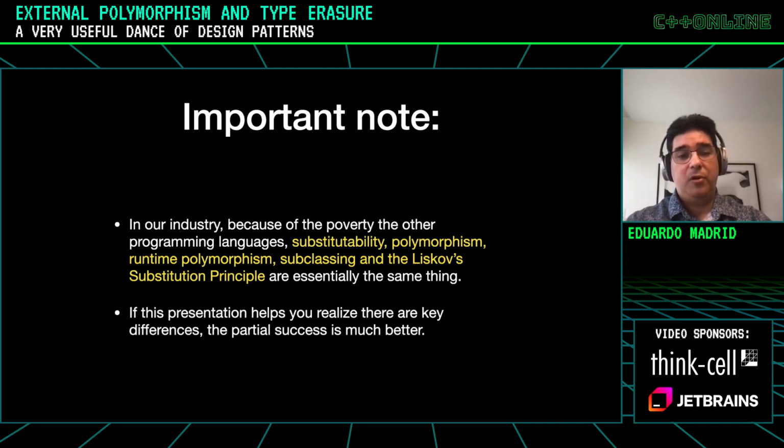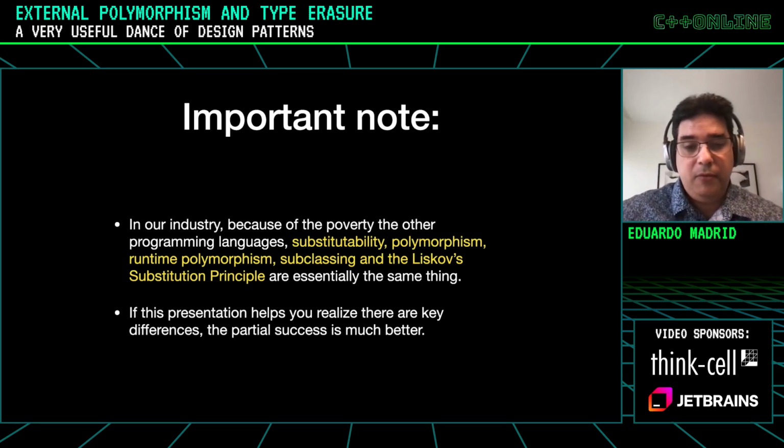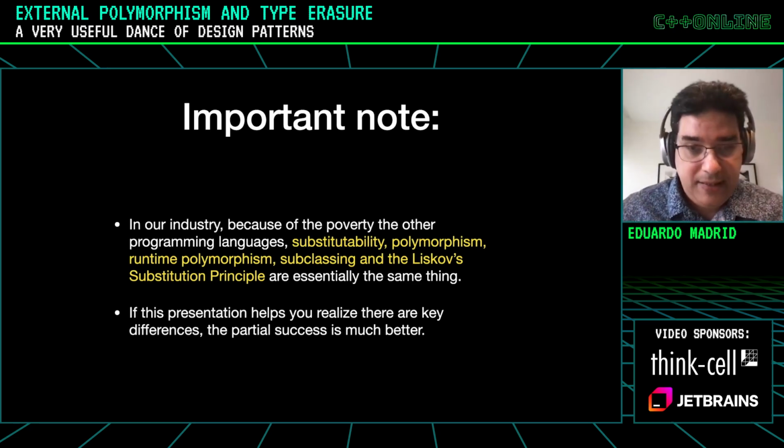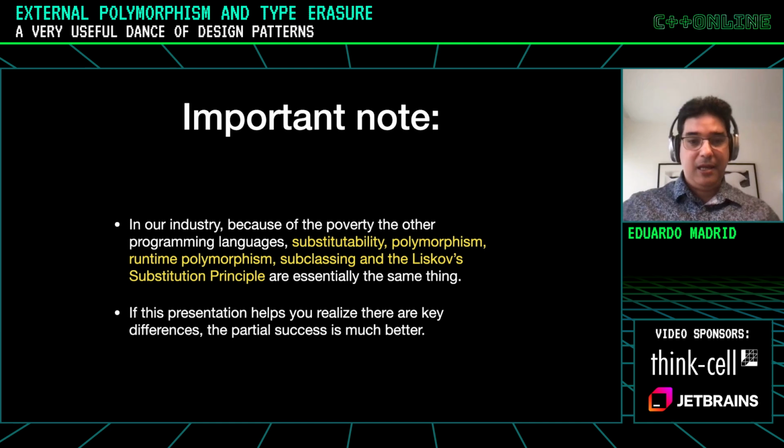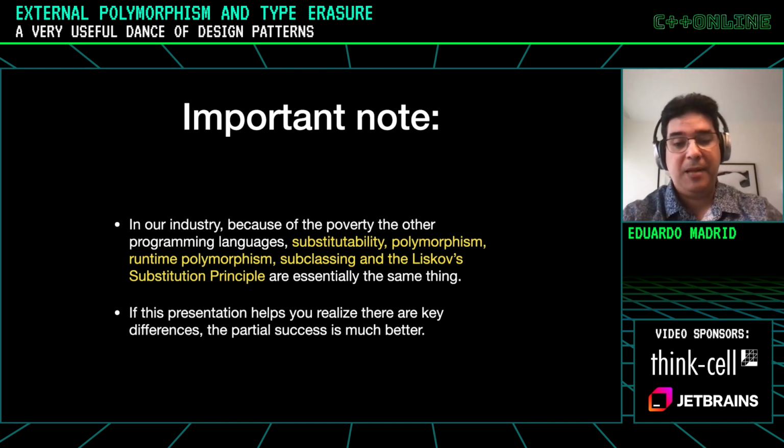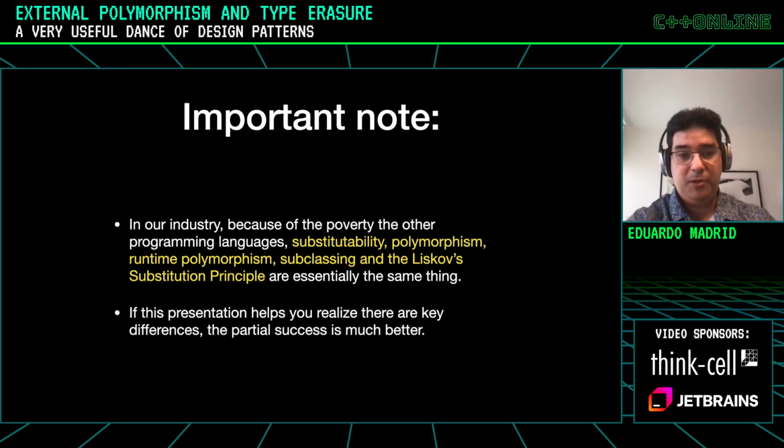Substitutability, polymorphism, runtime polymorphism, subclassing, and the Liskov substitution principle are basically the same thing for most programmers in any other programming language, and to some degree also for C++ programmers. So it's just not acceptable, but because C++ is so different to other programming languages, people that come from other programming languages might be mistaken in believing that what applies to their primary programming languages also applies in C++.